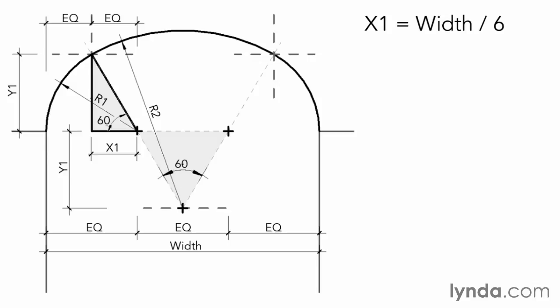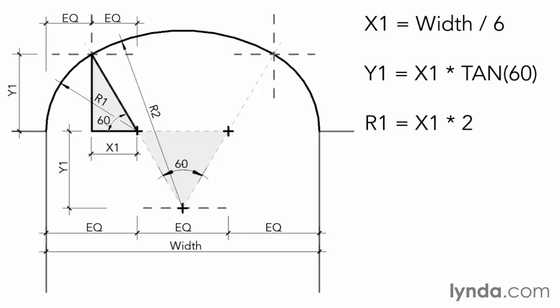So the first one's really simple. X1, the short side of the little triangle there, is just the width divided by 6, and that's because of all the equality. Y1 uses the tangent function, but because we have equilateral triangles, we don't need a variable for the angle. We just simply plug in 60 there and let Revit do the math for us. So that's really easy. R1 is X1 times 2, and again, this is because of the equality. So if you look at the diagram, you can see that makes sense. And then finally, R2 is just double R1. So these are actually really simple formulas to create this shape.